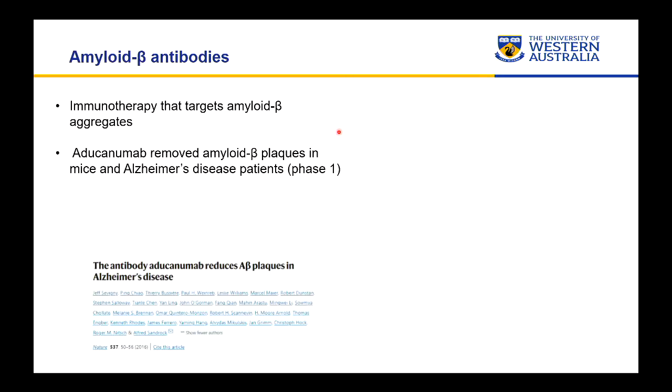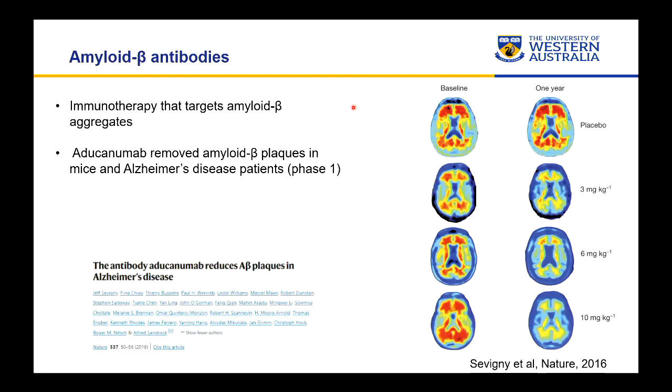And there's actually one specific amyloid beta antibody written here, so aducanumab. I always have trouble pronouncing that, sorry. And this has actually been shown in mouse and humans to remove amyloid beta plaques in Alzheimer's patients in the phase 1 clinical trial. So this is showing here an MRI image of the brain, and wherever you see more red, you're seeing more of the amyloid beta protein, okay? So amyloid beta aggregates.